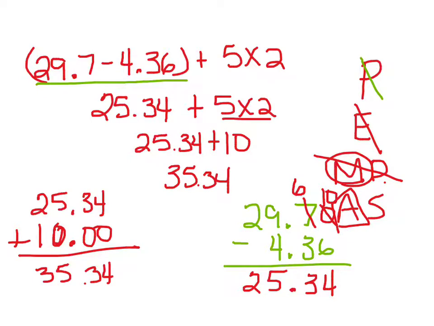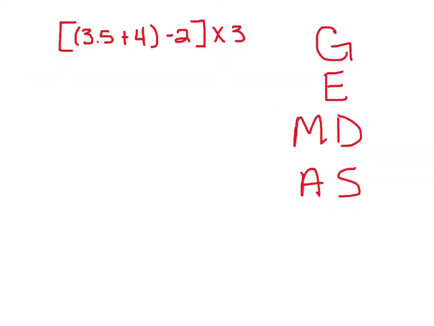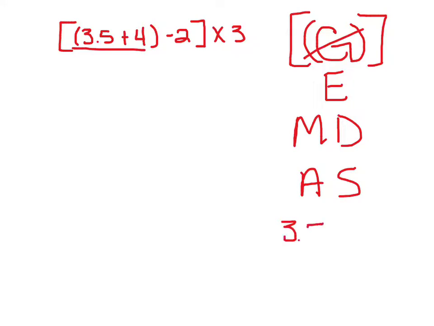Okay. All right, next problem. This is a GEMDAS question. We have parentheses, and then we have brackets. So we have to do the parentheses first, so we're going to solve that. 3 and 5/10 plus 4.